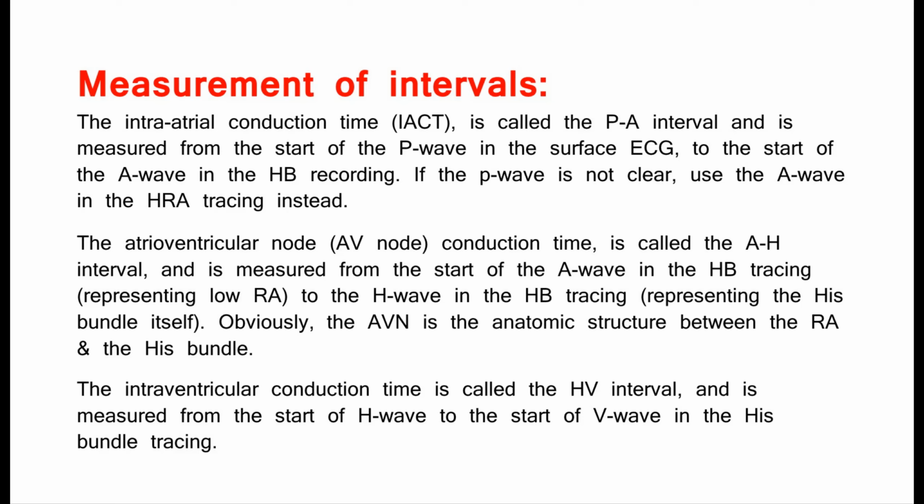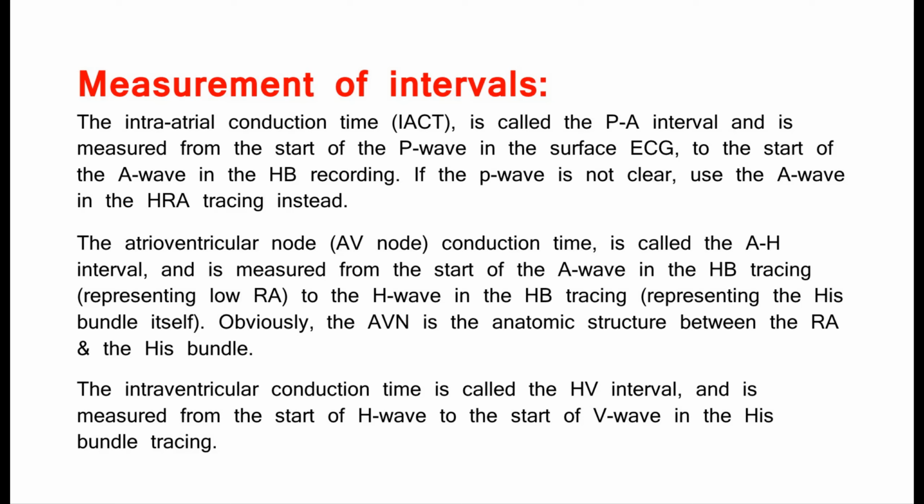Measurement of intervals. The intraatrial conduction time, IACT, is called the PA interval and is measured from the start of the P wave in the surface ECG, to the start of the A wave in the HB recording. If the P wave is not clear, use the A wave in the HRA tracing instead.